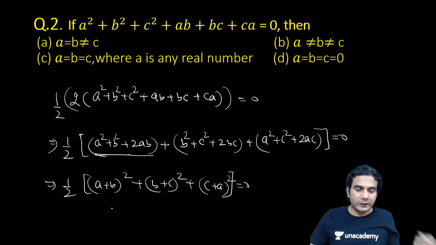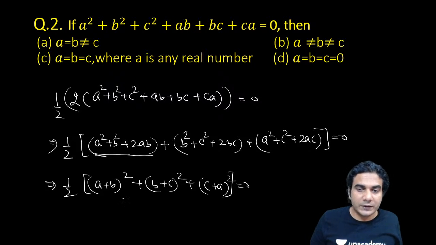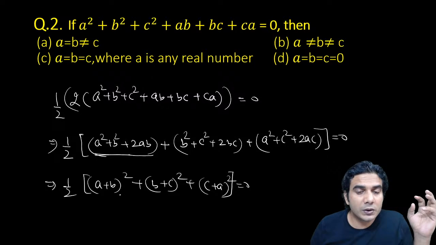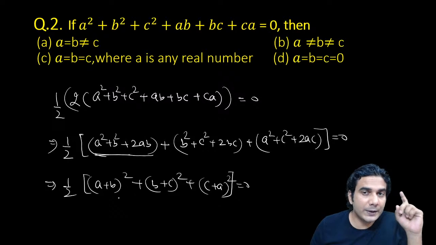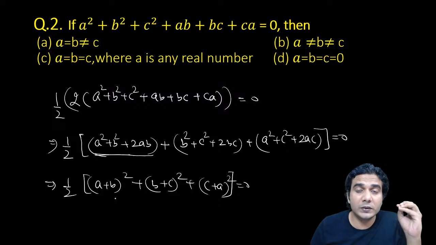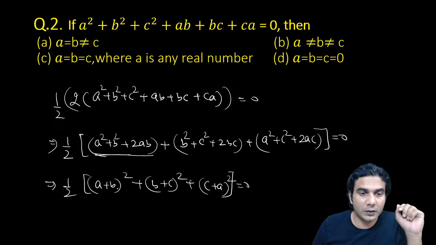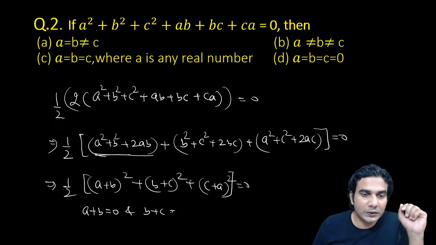Now you can see this is a sum of three perfect squares, the same logic which we applied in the previous equation also. Sum of three positive numbers will be 0 if these numbers are individually 0, right? All numbers 0. So that means a plus b is equal to 0 and b plus c is equal to 0 and c plus a is equal to 0.